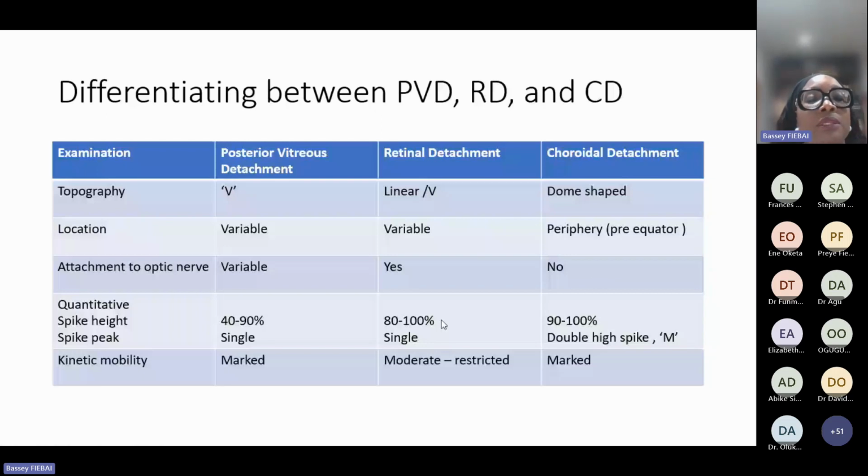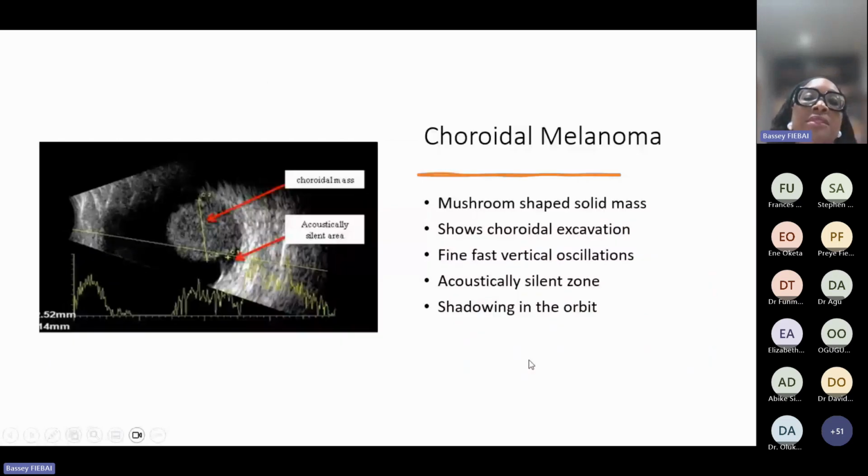Now the height of the spike, the amplitude of the echo: for PVD, low to medium. For retinal detachment, very high. For choroidal detachment, very high, and you have a double spike, like I said. The kinetic mobility is very marked in PVD, moderate to restricted in retinal detachment, and very marked in choroidal detachment. So this is a mass-like lesion.